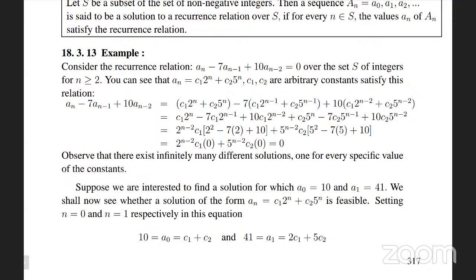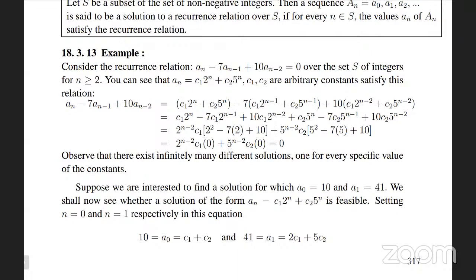a0 = 10. It means you substitute n = 0 in an = C1 2^n + C2 5^n. So n = 0 means a0 = C1 2^0, 2^0 is 1, plus C2 into 5^0, which is 1. So C1 + C2 = a0. a0 he gave in the condition is 10, so 10 = C1 + C2.